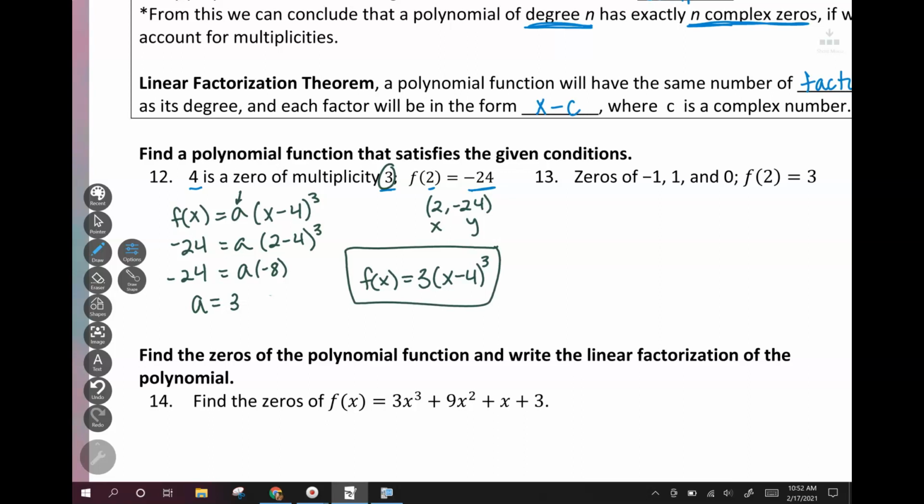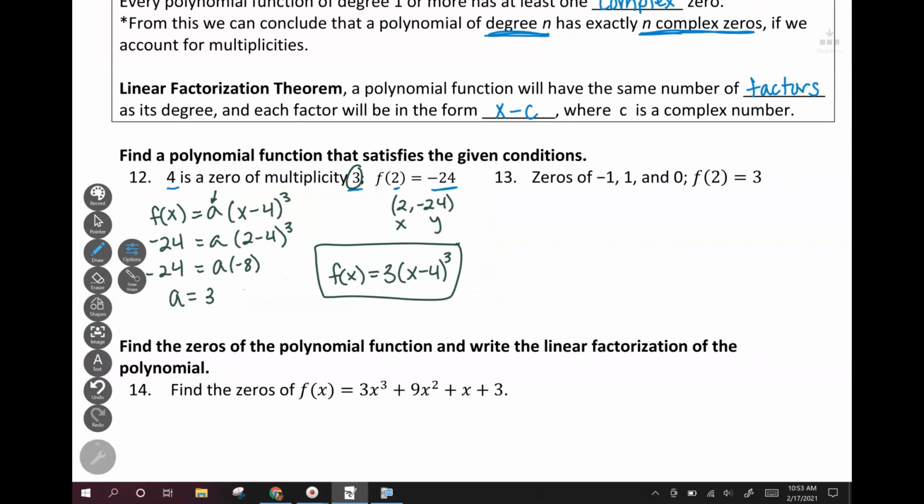Now you could be asked to multiply all of that out, do x minus 4 times x minus 4 times x minus 4, distribute the 3, but I think we're pretty solid with our polynomial multiplication now. So you would be able to do that.